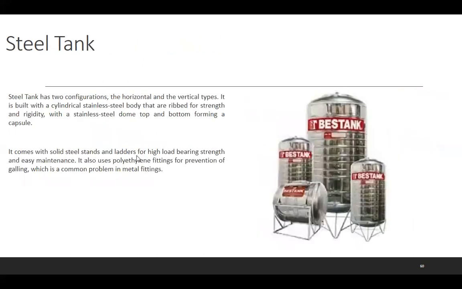Steel tank. So, ito yung common na tanke. Pag ayaw mo ng concrete tank, so ito makikita nyo lagi. Steel tank has two configurations, the horizontal and vertical types. It is built with cylindrical stainless steel body at a rim for strength and rigidity, with a stainless steel dome top and bottom forming a capsule. It comes with solid steel stand and ladder for high load bearing strength and easy maintenance. It also uses polyethylene fittings for prevention of galling, which is common problem in metal fittings.